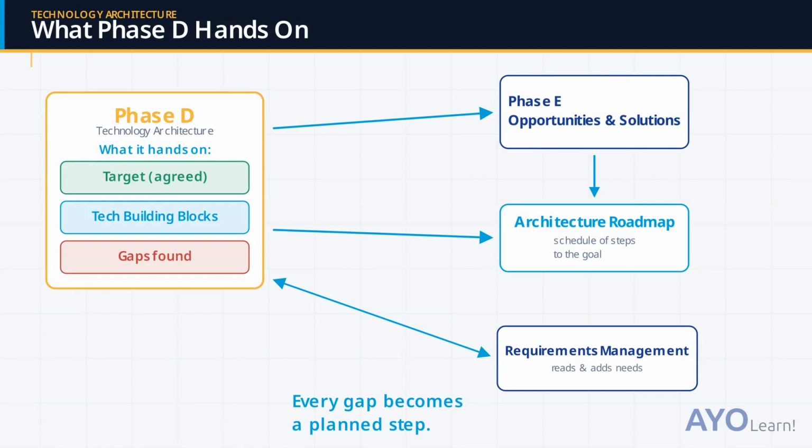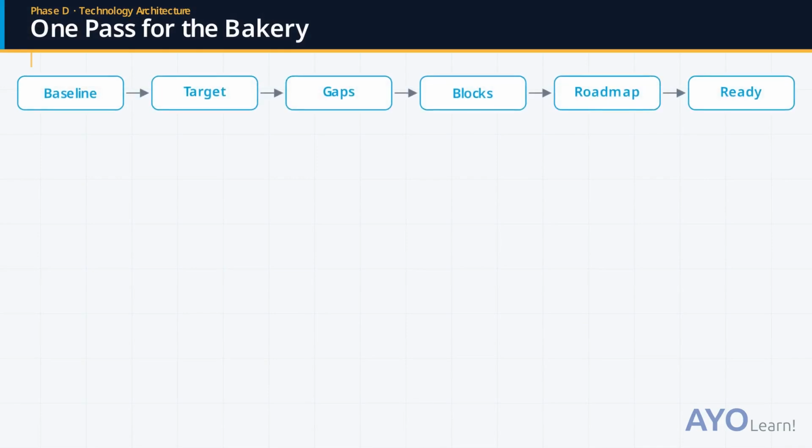Phase D both reads existing requirements and adds new ones, so every gap becomes a planned step. Let's walk the bakery through Phase D.